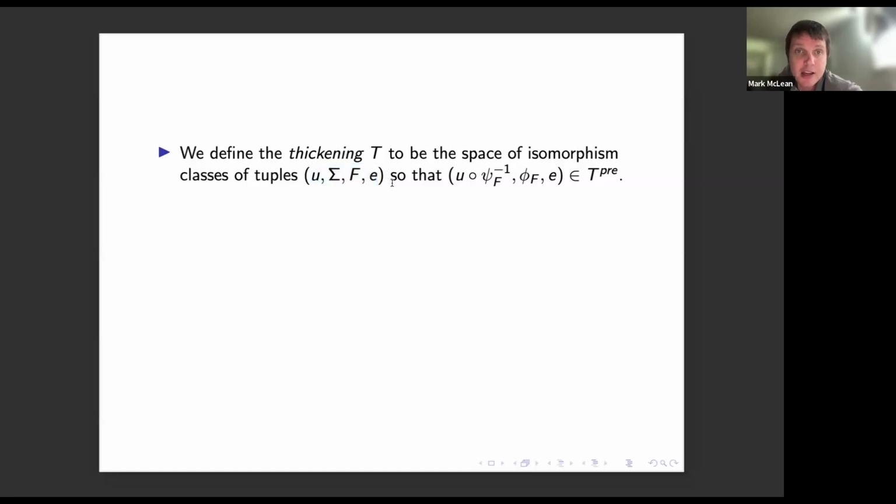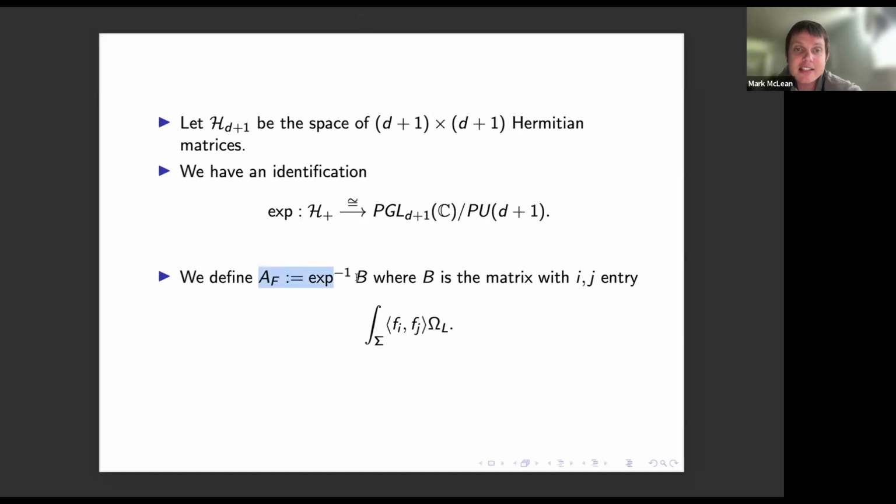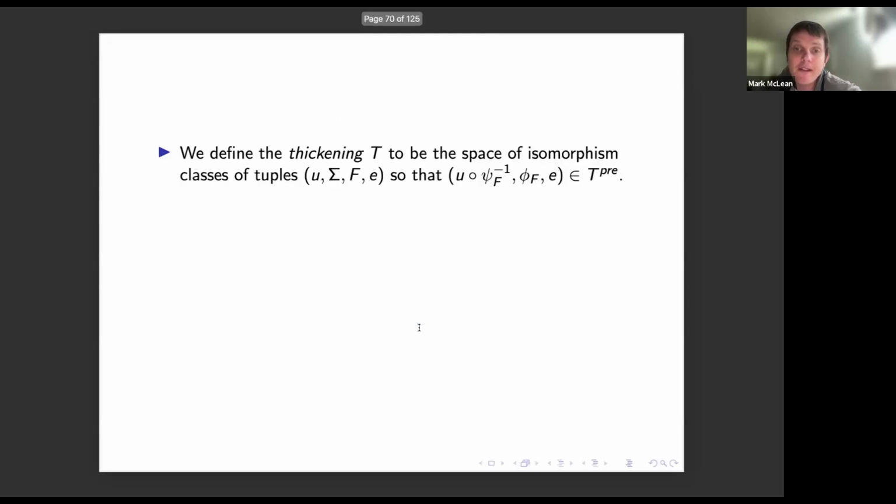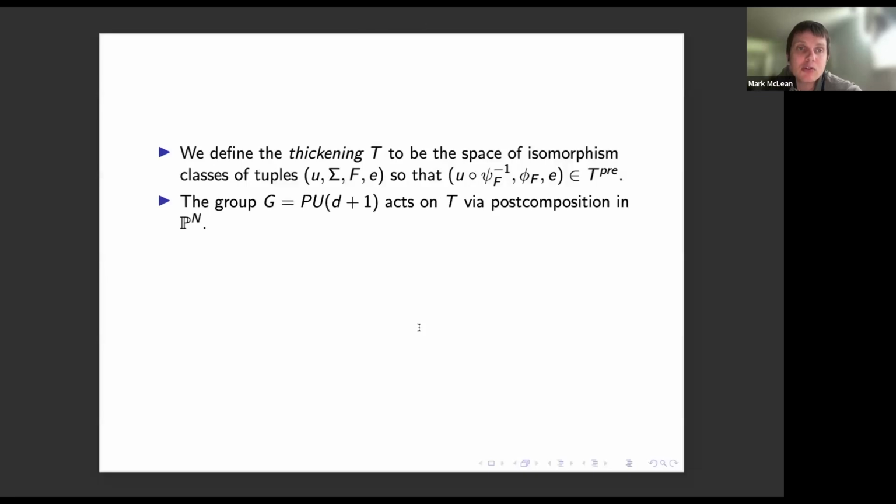But the only difference now is I have this matrix A sub F. And this Hermitian line bundle enables me to tell me how far away these sections are from being orthogonal, essentially. So this is PD, sorry. So the group G acts on this thickening.